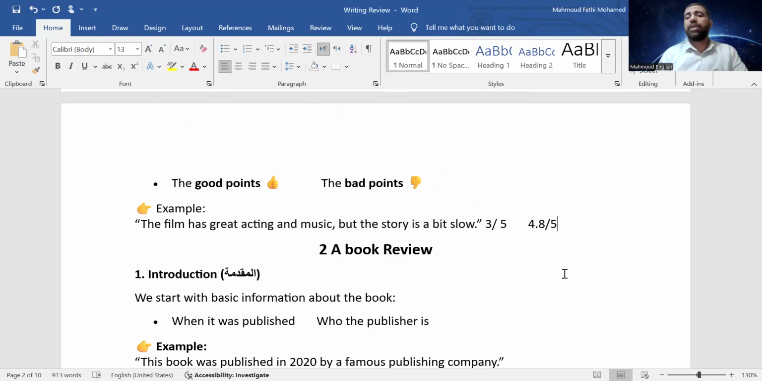It's okay. So for the film, talk about everything, even costumes, the costumes of the characters. You can talk about the setting, the characters, the plot, everything. You have to decide what's good and what's bad about it.